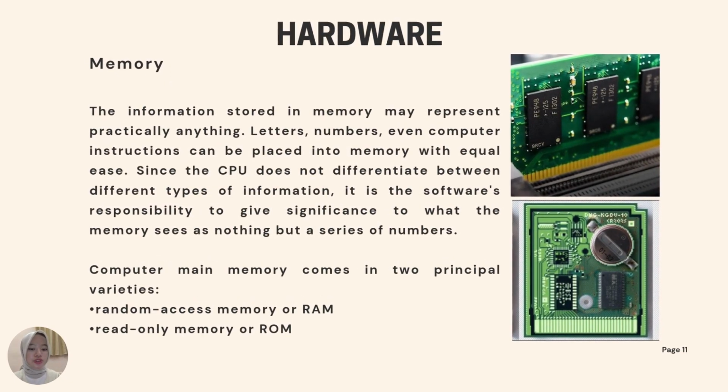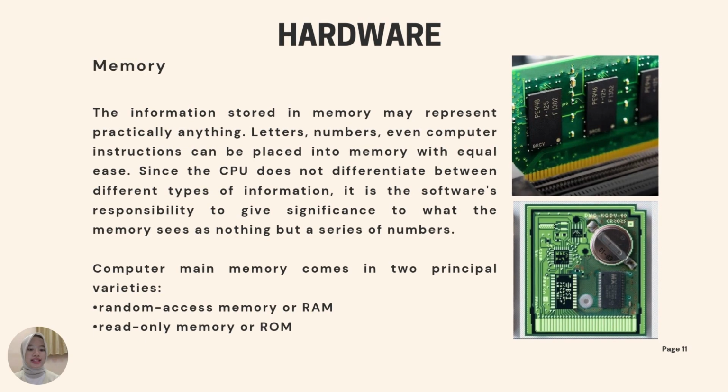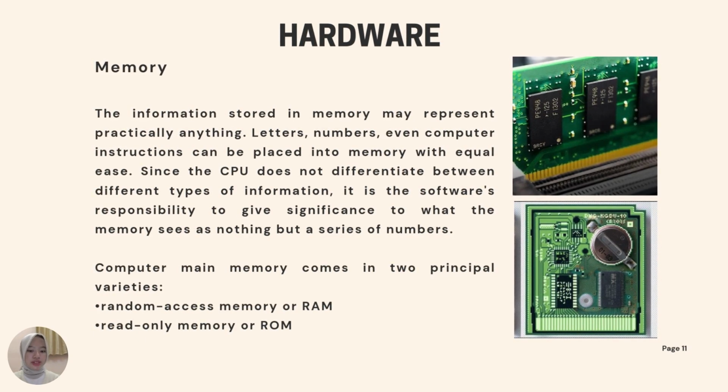Memory. A computer's memory can be viewed as a list of cells into which numbers can be placed or read. Each cell has a numbered address and can store a single number. The computer can be instructed to put the number 123 into cell number 1357, or to add the number that is in cell 1357 to the number that is in cell 2468 and put the answer into cell 1595.